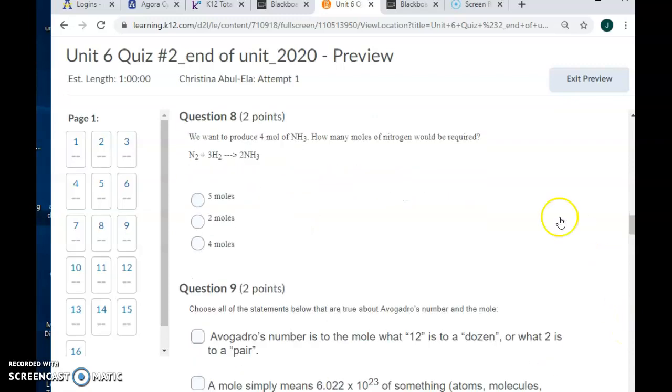Question 8. We want to produce 4 moles of ammonia. How many moles of nitrogen would be required? We have N2 plus 3H2 yields 2NH3. 5 moles, 2 moles, 4 moles.